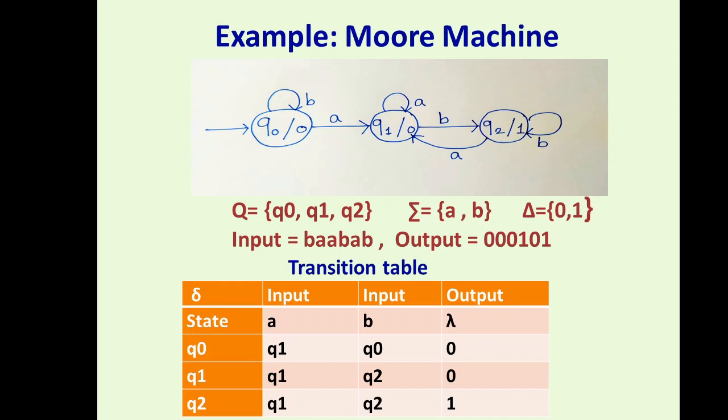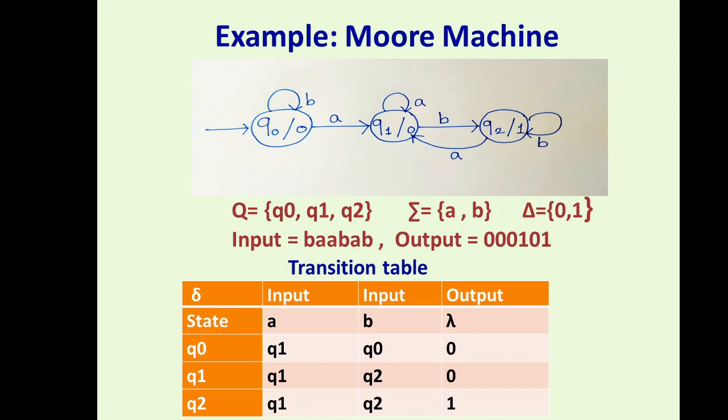Then in the transition table, we have three states and two input symbols and we have depicted the transitions. That is, from Q0 on A, we are reaching state Q1 and it is generating output 0. Then Q0 on B, we are reaching Q0 itself and generating output 0. So the transition table shows us all the transitions and for which input symbol which output is generated. Q0 is the initial state.